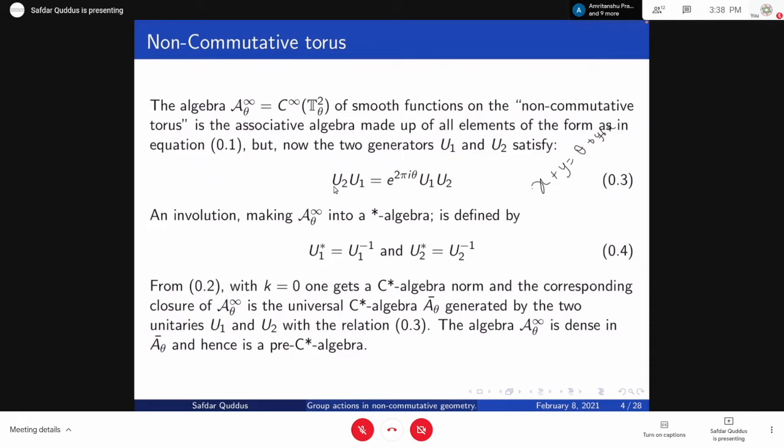It's very well known that C-star algebras in themselves are not interesting as per K-theory. In fact, those are vanishing. So we shall be considering this pre-C-star algebra, and technically that can be looked at as the algebra of smooth functions on the non-commutative torus. So this is one generalization. There are many ways to come to this non-commutative torus, but this is a naive way to start.